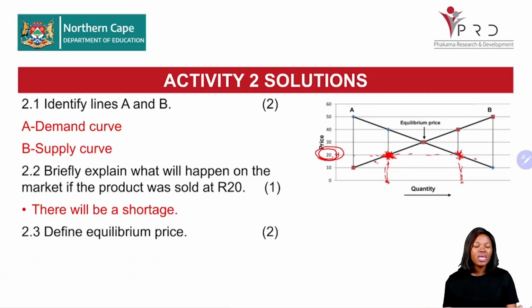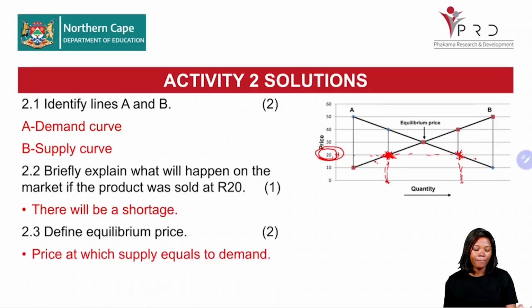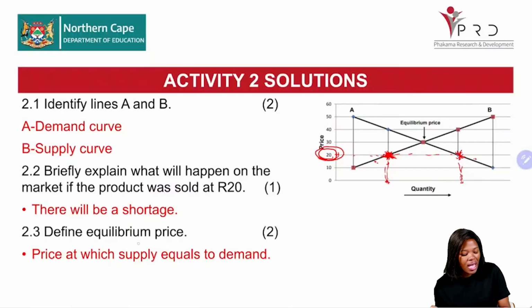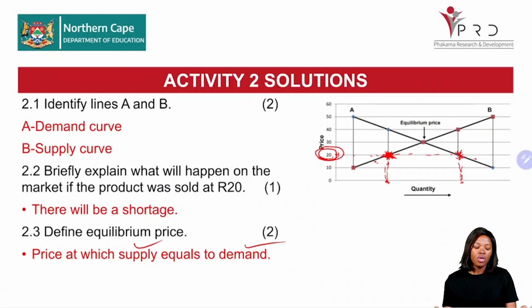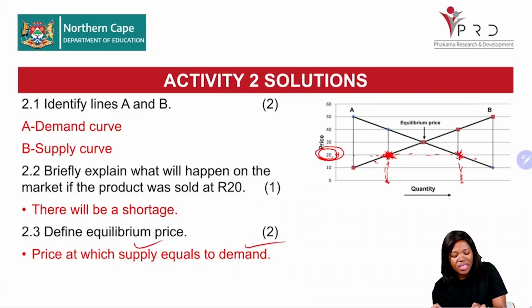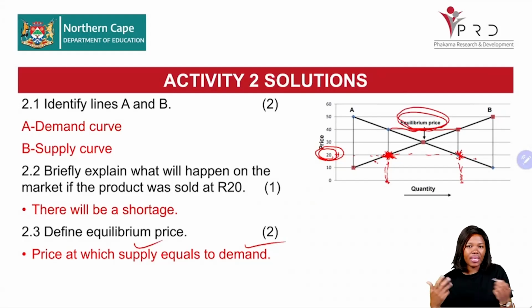Now, define equilibrium price. Equilibrium price is defined as the price at which supply equals demand, 2 marks. So this is how you answer. You must be able to analyze. Even this point, you must be able to analyze. What do we have here? Learners, what do we have here? Right here we have the surplus. Why? Because the quantity supplied is greater than the quantity demanded. So you need to understand, you need to analyze the results.